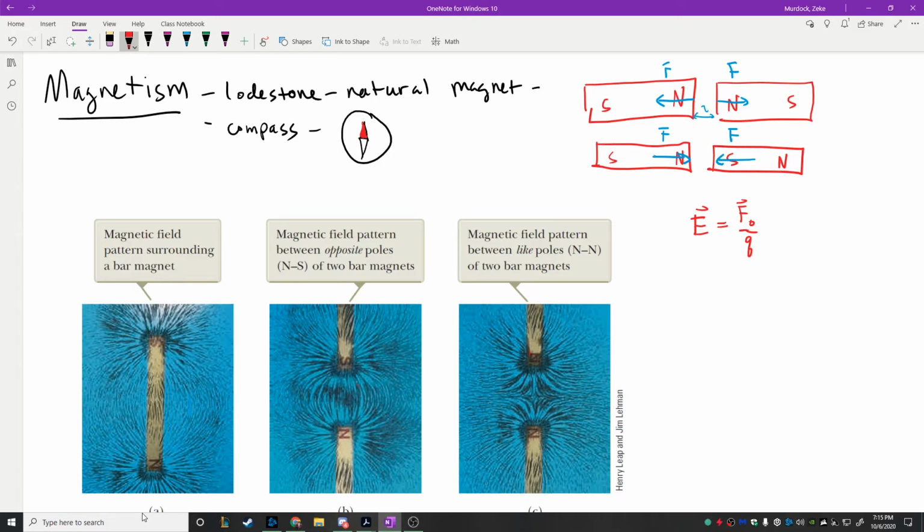We'll talk about this. There's no such thing as a magnetic charge, so you have to have the effect of a dipole, i.e. a compass being placed in here, or pieces of metal to actually see the magnetic field. Okay.